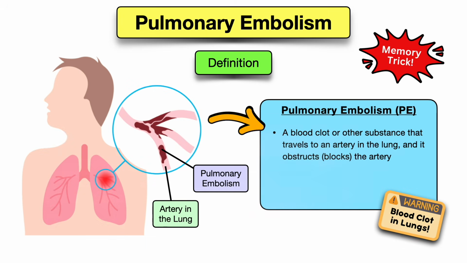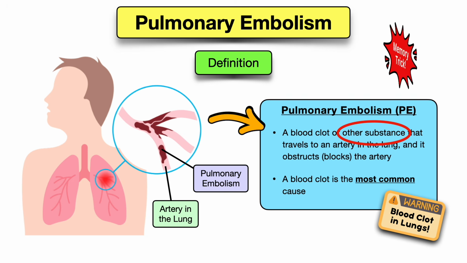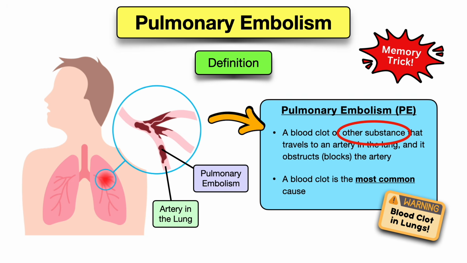First, we have to ask ourselves, what is a pulmonary embolism or PE? A pulmonary embolism is a blood clot or other substance that travels to an artery in the lung and blocks the artery. A blood clot traveling to the lung is the most common cause of a pulmonary embolism. But blood clots are not the only cause. Other substances can travel to the lung as well, and they can cause a pulmonary embolism. We have a memory trick to help you with this. So let's walk through the different causes of a pulmonary embolism.